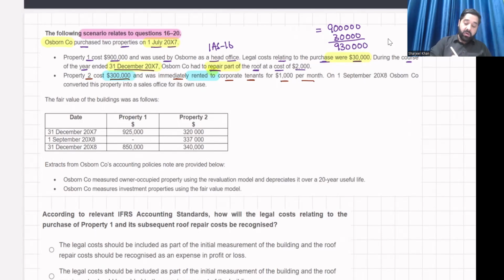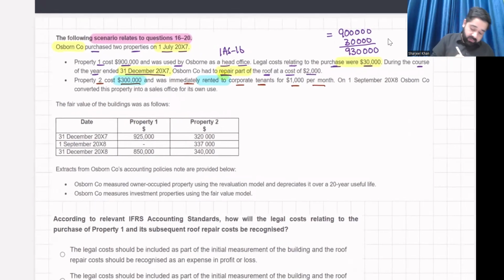So the accounting standard which Osborn Company will apply on property 2 will be IAS 40, investment property. The rental income is $1,000 per month, and the property was purchased on 1st July 20x7 during the mid-year. So the total rental income relating to this property for the year ended 31st December 20x7 will be 6 multiplied by 1,000, $6,000. It will be the rental income for property 2.